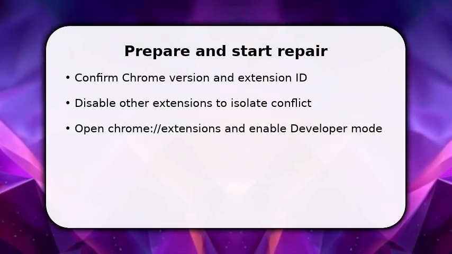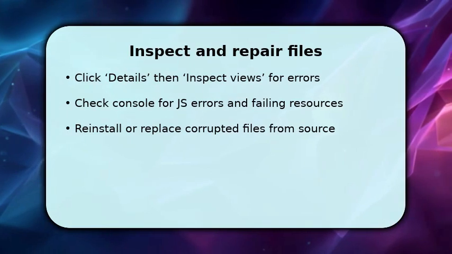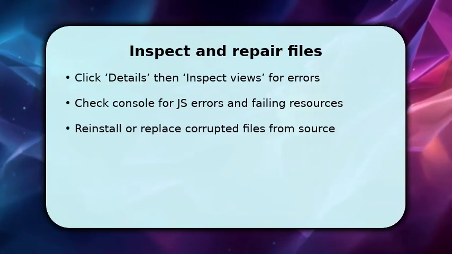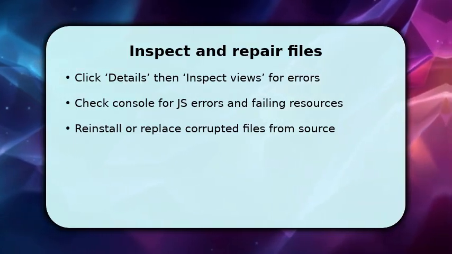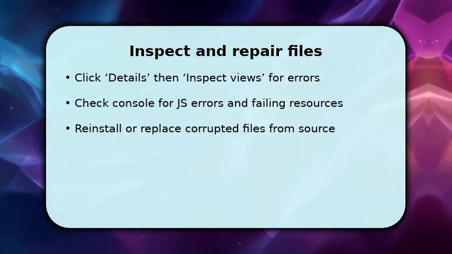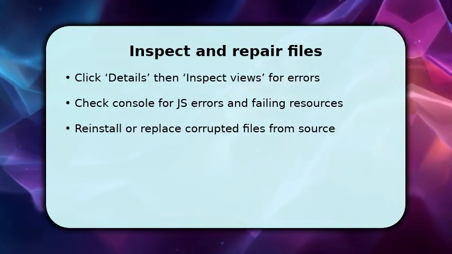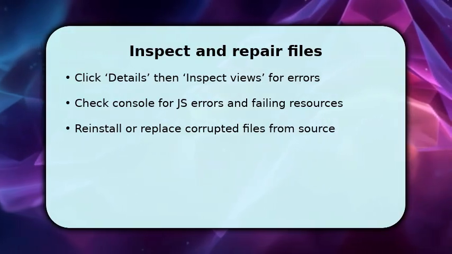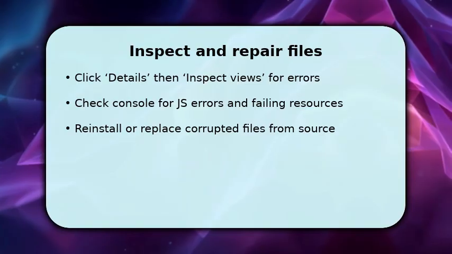You inspect the extension's runtime, click Details, then inspect views to open DevTools for background, pop-up, or content scripts. Look in the console for JavaScript errors and network for missing resources. These clues tell you which files failed. Once identified, replace corrupted scripts or assets with clean copies from the extension package or developer source.